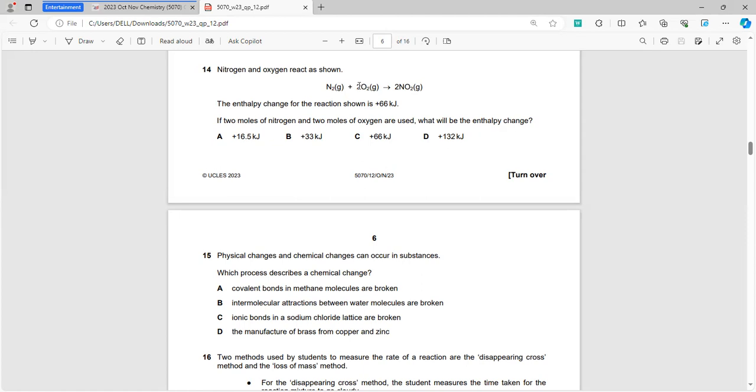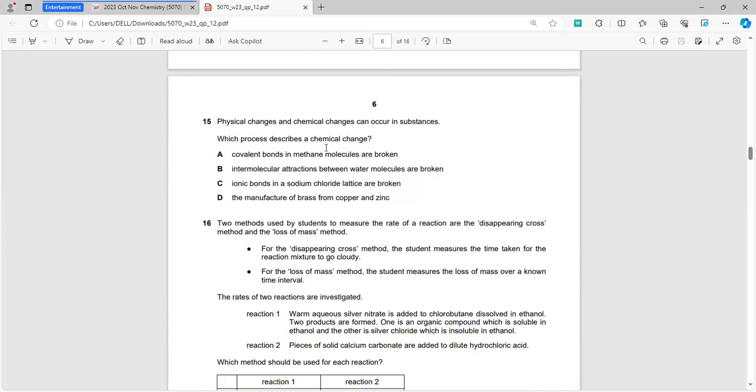and you can see that the moles of oxygen remain the same in both cases. Now, a chemical change is primarily whenever bond breaking or bond formation occurs. So the correct option will be simply A.